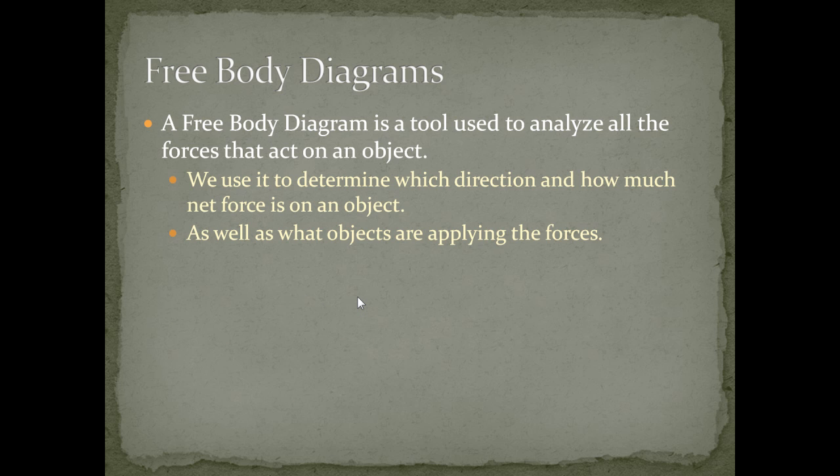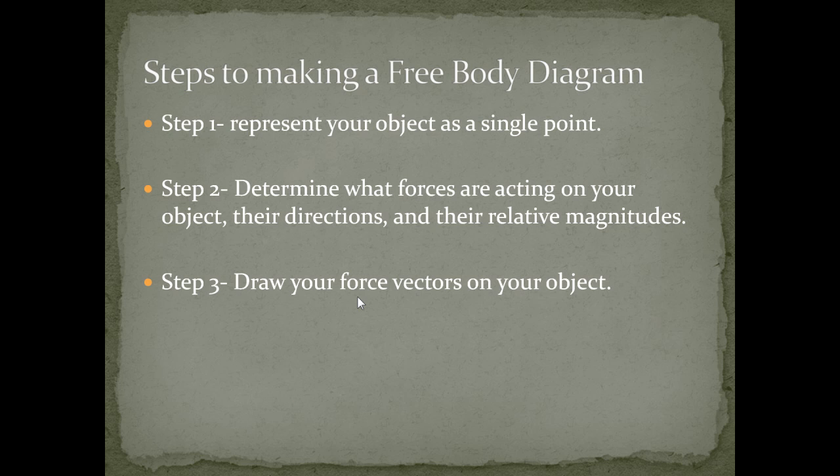Free body diagrams. Now, a free body diagram is a tool used to analyze forces that act on an object. We use it to determine which direction and how much net force is on that object, as well as what objects are applying the force. There are 3 steps to making a free body diagram. Step 1, represent your object as a single point. We usually call this the center of mass. This is where we can sum up all the weight of the object into one dot in space.